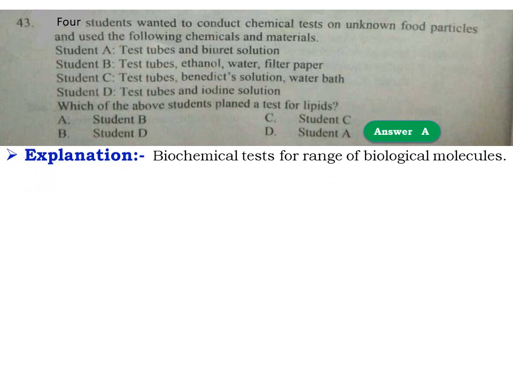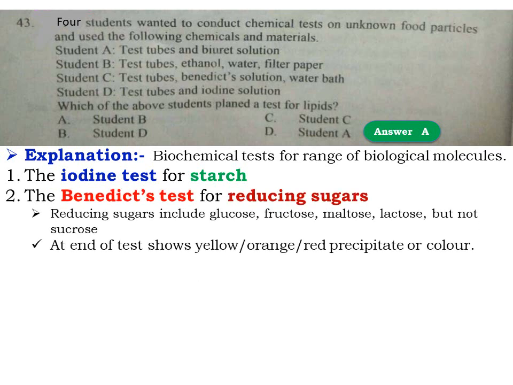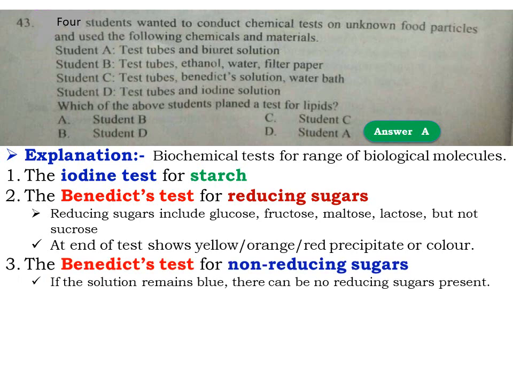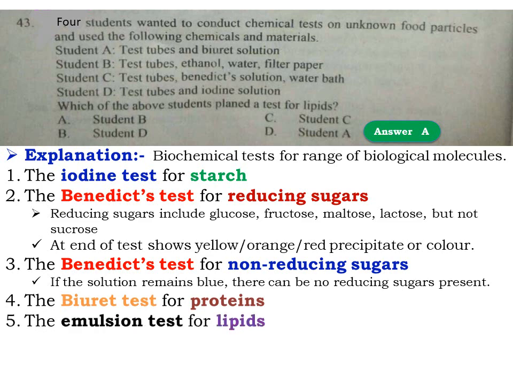Let us see the explanation. Biological tests for a range of biological molecules include the iodine test for starch and the Benedict test for reducing sugar. Reducing sugars include glucose, fructose, maltose, lactose, but not sucrose. At the end of the test, it shows a yellow, orange, or red precipitate or color. If the Benedict solution remains blue, there can be no reducing sugar present. The other is the biuret test for proteins, and the other is the emulsion test for lipid.